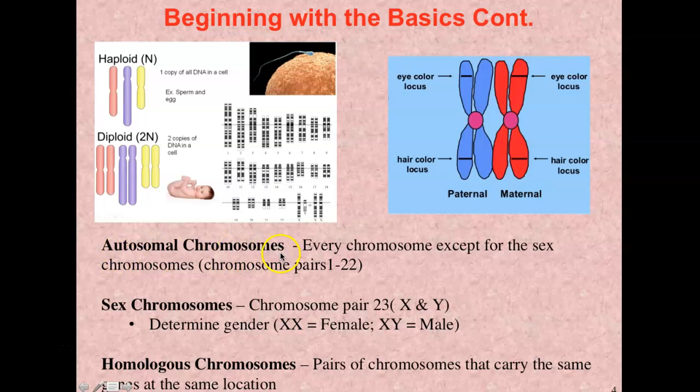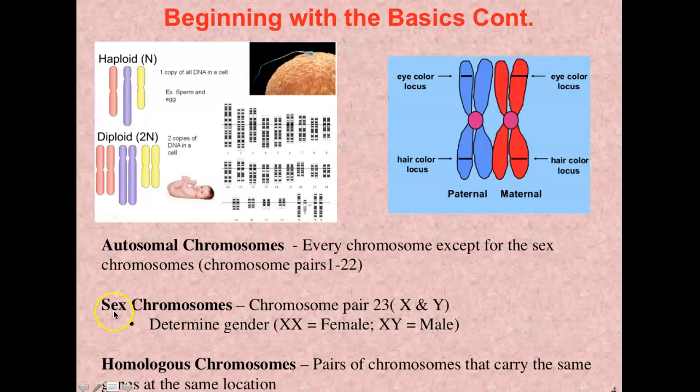Autosomal chromosomes are every chromosome except for the sex chromosome. So autosomal chromosomes are pair 1, 2, 3, 4, all the way down to pair 22. And autosomal chromosomes are relatively about the same size and contain genes at the same location.